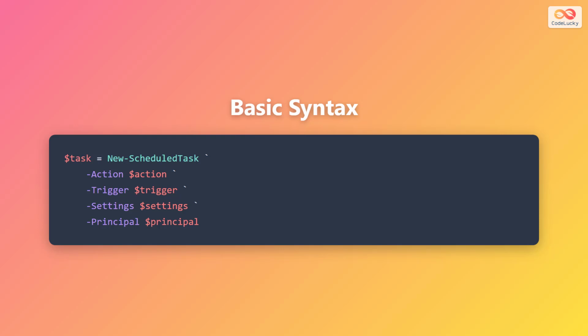Here's the basic syntax for New-ScheduledTask. You store the result in a variable, typically called $task. The Cmdlet accepts 4 main parameters. -action takes the action object, -trigger takes the trigger object, -settings takes the settings object, and -principal takes the principal object. Each parameter is followed by a backtick, which is PowerShell's line continuation character, making the code easier to read across multiple lines.